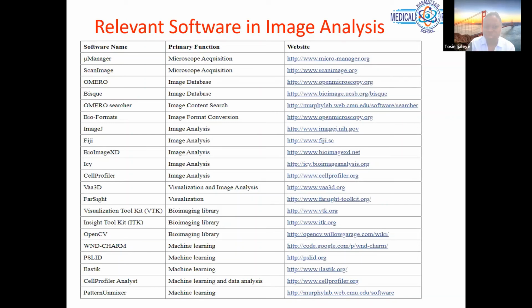And most of the common ones that I use, I use ImageJ majorly. I also use the VTK, and I also use the ITK and the OpenCV. They are very good software for image optimization and for signal processing.